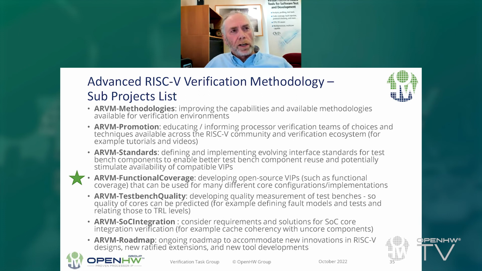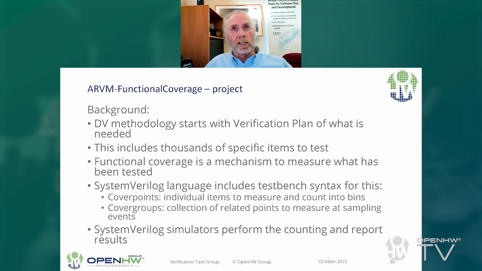If we look at the next project, the functional coverage, it's about how to make it easier to do verification again. The background is that in verification, most DV methodologies should start, or do start, with a verification plan of what's needed. That's going to include thousands of specific items that need to be tested. And functional coverage is a mechanism that's been used for over 20 years in chip design to measure what is actually being tested.